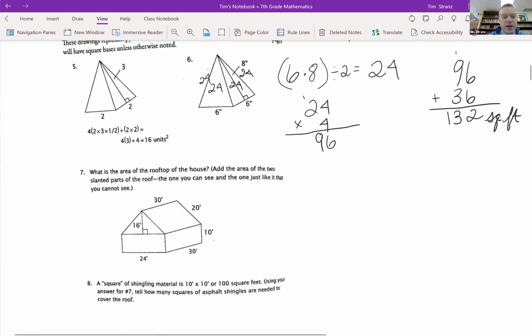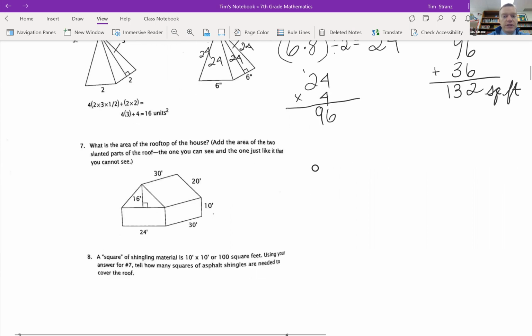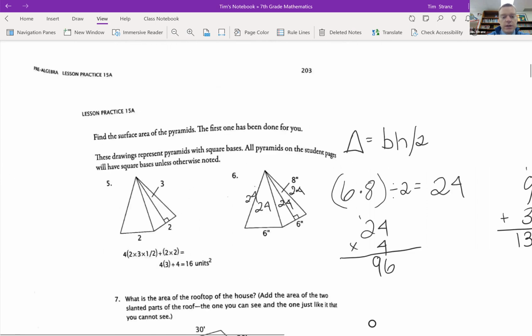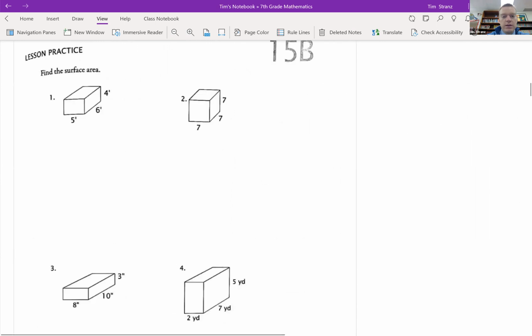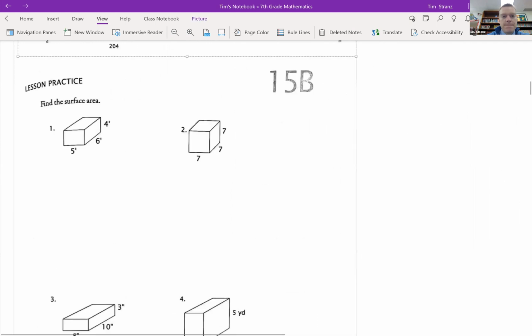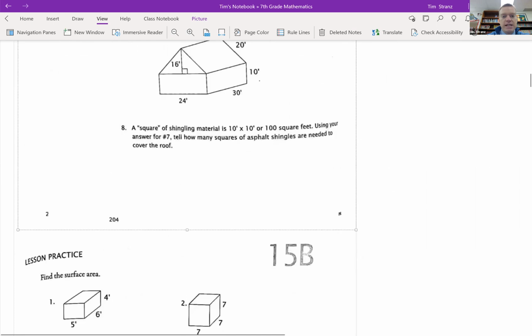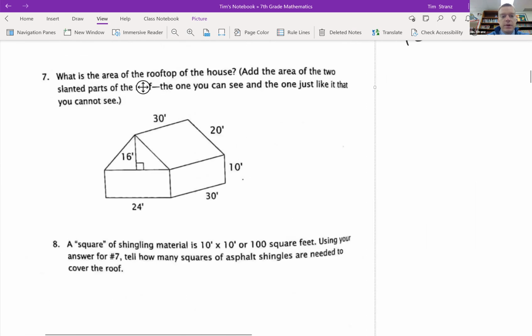Okay, let's move on to number 7. What is the area of the rooftop of the house? Okay, so they're just asking for the rooftop. All right, so they're asking for this side and then the other side, which would be, if you picture looking at the other side, it's going to be the other side, right? So the rooftop of the house, we have a base of 20 and a height of 30.